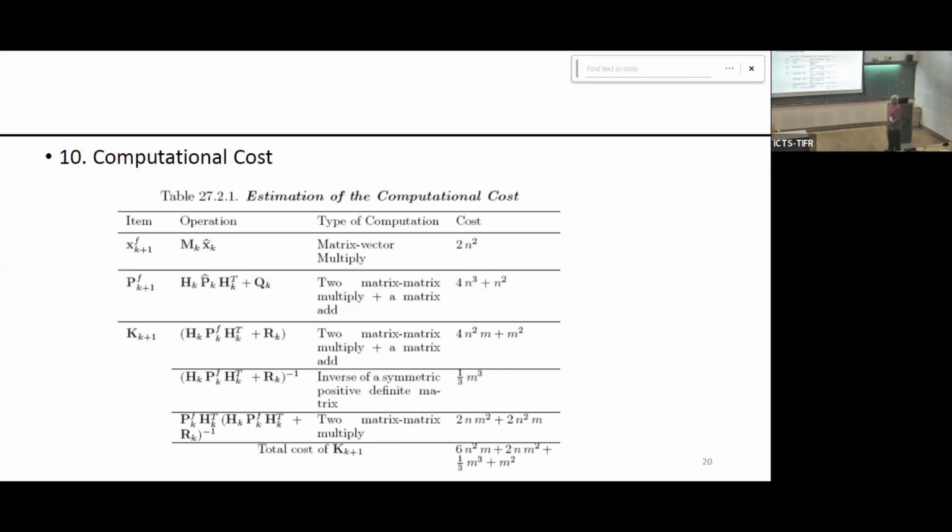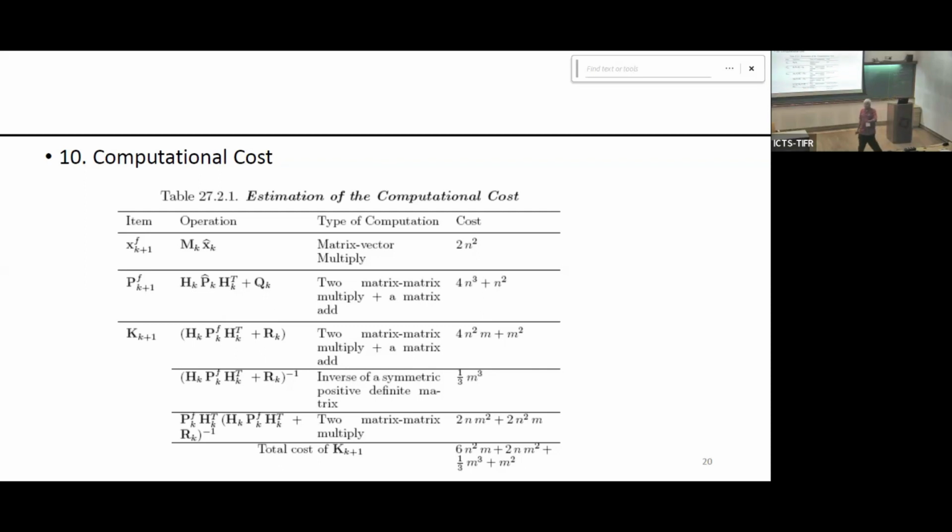Good. Now I come here. Computation. So how much time does it take to compute the forecast? This is the matrix. That's a vector. Matrix vector multiply. Matrix vector multiply takes 2n square operations.